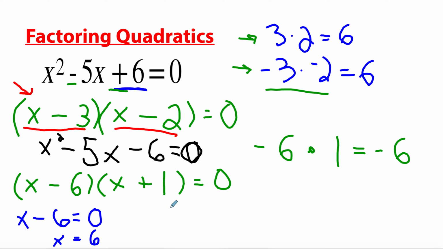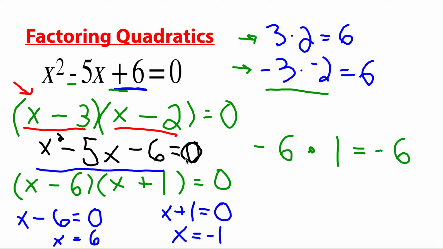And then here I would need to set x plus 1 equal to 0. And then I would need to subtract 1 from both sides to get x by itself, and this would be x equals -1. Okay, so x equals 6 and x equals -1 are the solutions to this. They are what I could plug into this quadratic that would make this quadratic equal to 0.